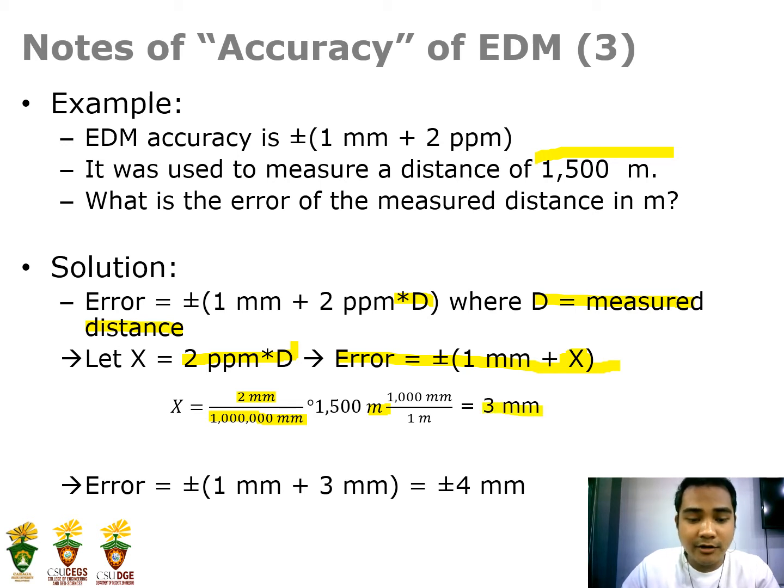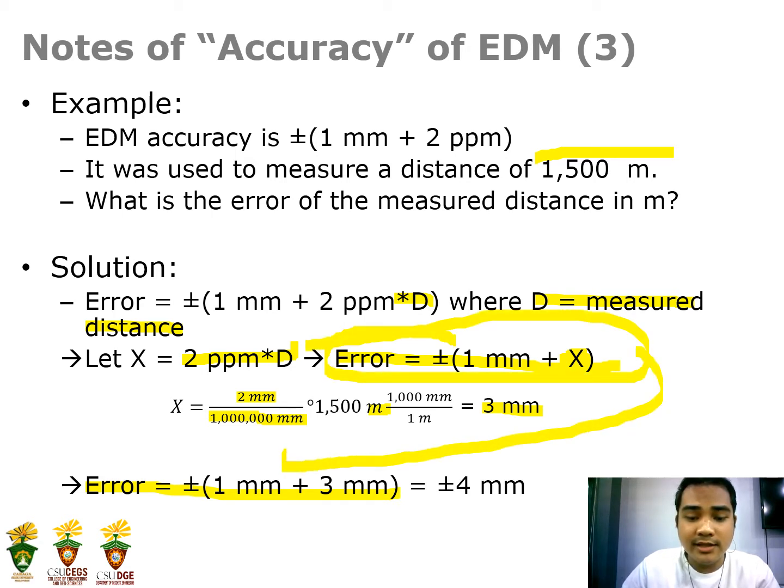Then, to solve for error, atong formula, gikan diri kani. So, kani nga formula, atong i-execute diri, no? So, error is equal to positive negative 1 millimeter plus ang atong X is 3 millimeters. So, therefore, ang atong error is positive negative 4 millimeters.